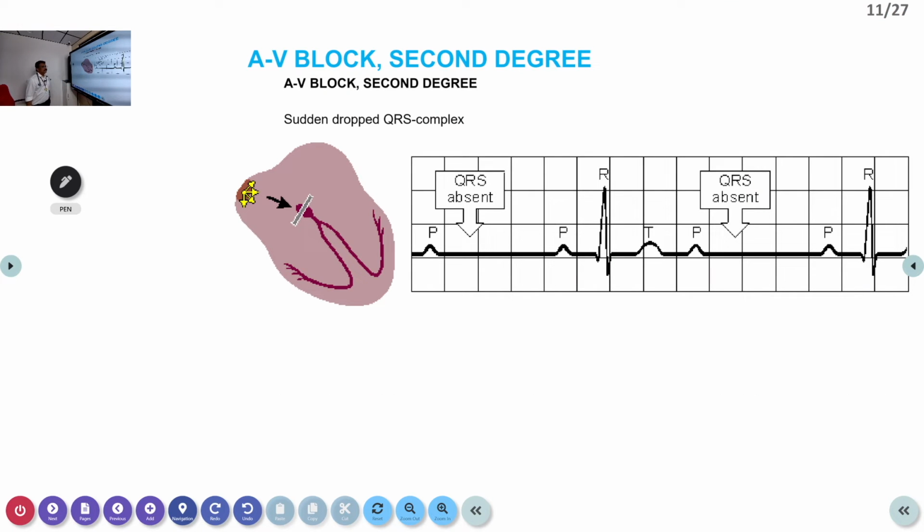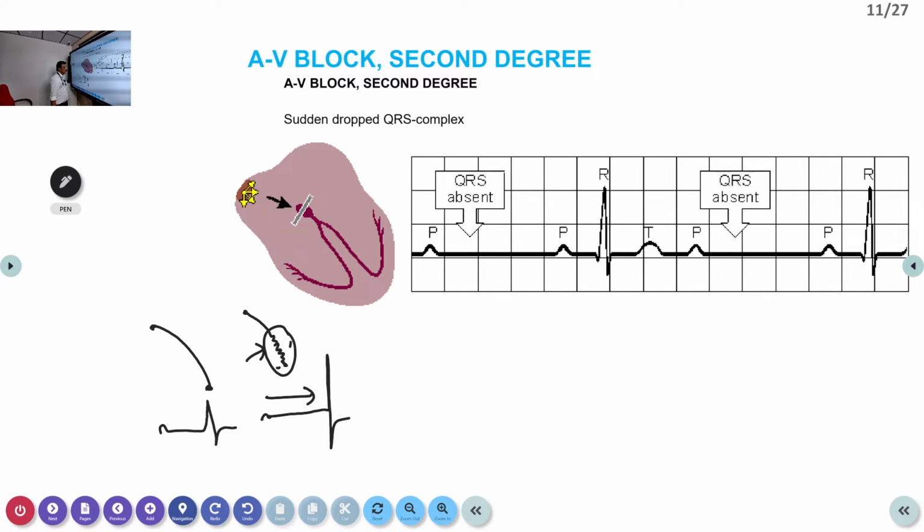Now AV block second degree is another problem. In first degree block, what we have seen is that this is a normal PR interval. Normally conduction occurs very fast. So first degree means the conduction is like this. There is some delay due to some problem, so the PR interval is slightly prolonged. But it's a partial block, so there is no complete block here. Actually electrical activity is going, but it is a partial block and it is only delayed.